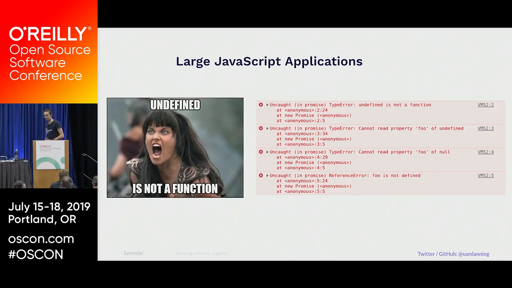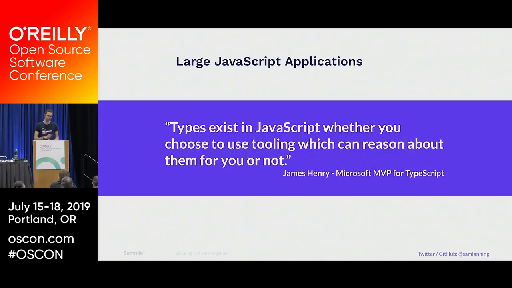To emphasize this a little bit more, I want to share a quote. "Types exist in JavaScript whether you choose to use tooling which can reason about them for you or not." This is James Henry, who is Microsoft MVP for TypeScript. And I very much agree with this message. If we're having to deal with types already, we may as well use tooling that'll make our lives significantly easier.